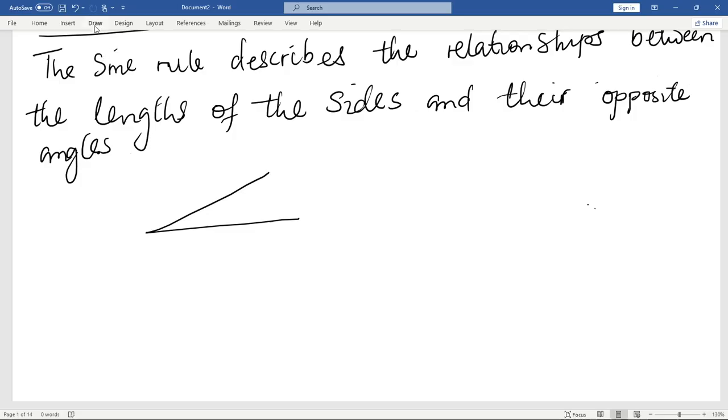Let me just draw a nice one. Suppose we have a triangle like this here. Let's label the angles A, B, and C. The side opposite angle A, we're going to label small letter a. The side opposite angle B, we're going to label small letter b. The side opposite angle C, we're going to label small letter c here.